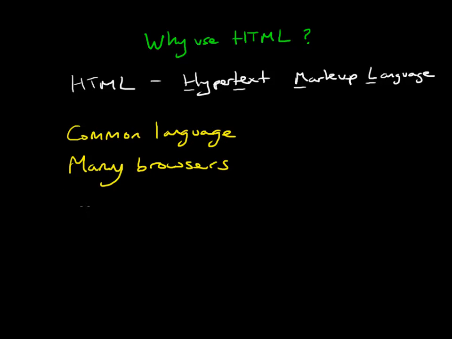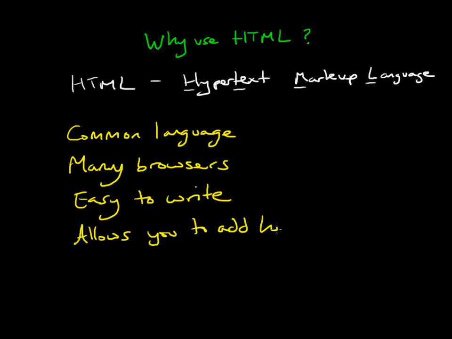Another reason that we will use HTML is it's easy to write. No one's going to make anything for the web. Certainly when it was invented in the early 90s, no one would have made anything for it if it was a really difficult language to learn. Obviously, hypertext, then it's a bit of a clue in the name. It allows you to add hyperlinks, which is the most popular way that was developed in order to share information and get people going from page to page.